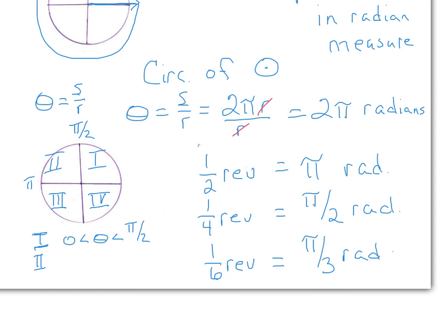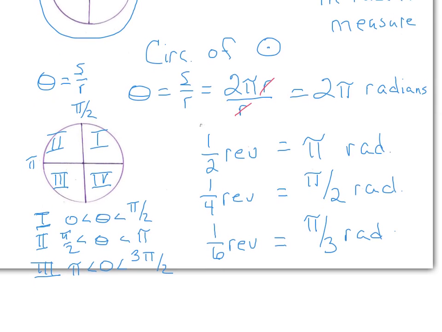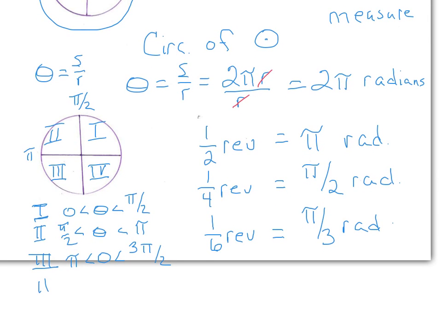In quadrant 2, theta is between pi over 2 and pi. In quadrant 3, theta is between pi and 3 pi over 2. And in quadrant 4, theta is between 3 pi over 2 and 2 pi.